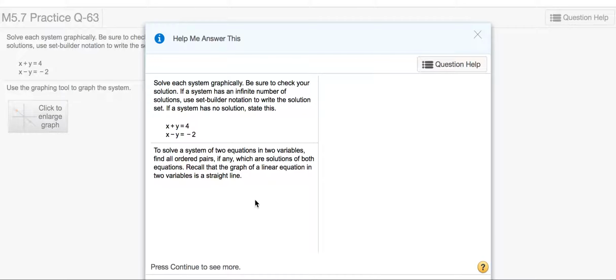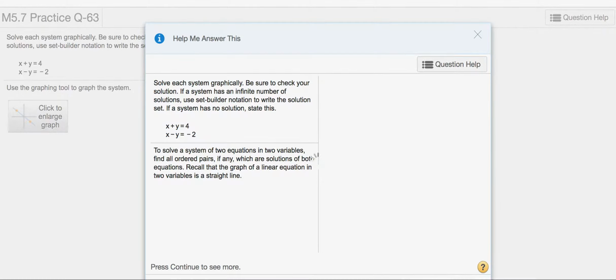So solve each system graphically. Be sure to check your solution. If a system has an infinite number of solutions, use set builder notation to write the solution set. If a system has no solution, state this. To solve a system of two equations in two variables, find all ordered pairs, if any, which are solutions to both equations. Recall the graph of the linear equation in two variables is a straight line.